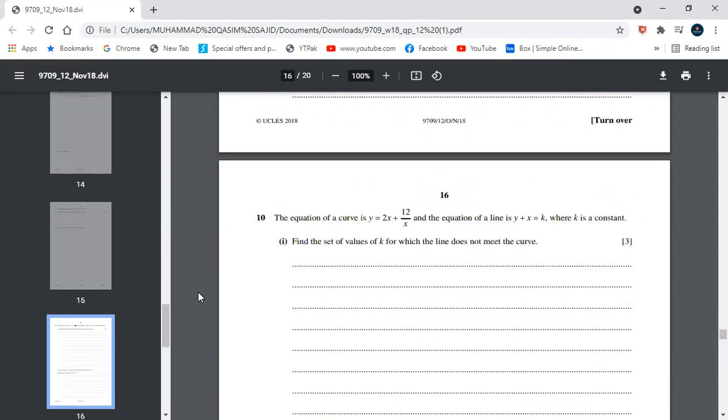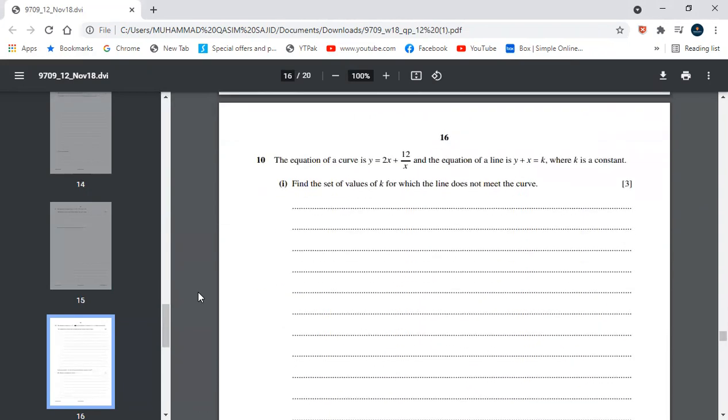Now for the next question, question number 10. This is basically a curve that is given. अच्छा, ये वाला अगले दिन कर लेंगे. So that's it from today's lecture.